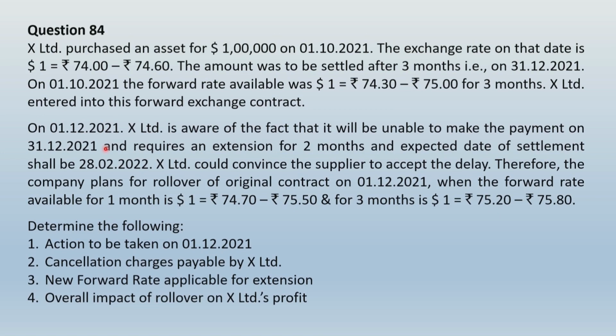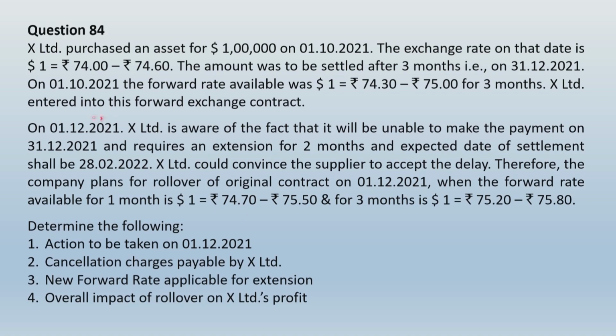So you cannot have a spot sell over here. You will have to sell forward 1 month for cancelling the original forward contract, and therefore the forward rate applicable for 1 month will be picked for that purpose. So the 1 month forward rate on 1st December 21 is basically 74.70 to 75.50 per dollar, and we will have to pick the 1 month forward bid rate for cancellation of the original forward contract.